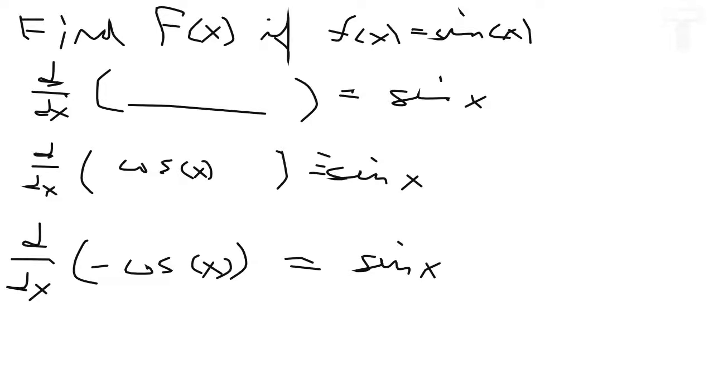So our answer to this question, any antiderivative, the easiest antiderivative of sine of x to find, I'm going to call it capital F of x, is the opposite of cosine of x. Because if I take the derivative of negative cosine of x, I get little f of x, which is sine of x.